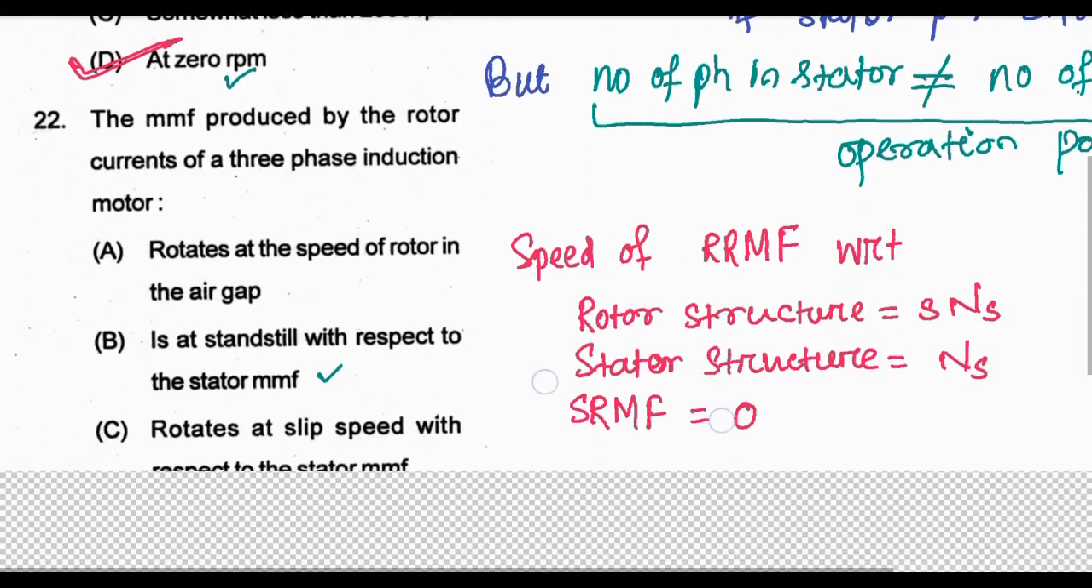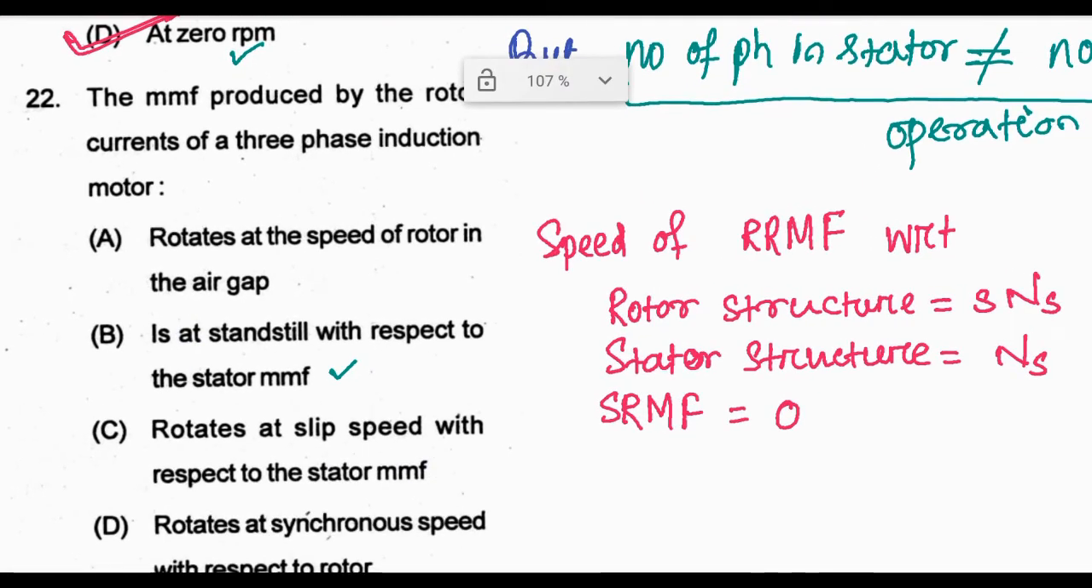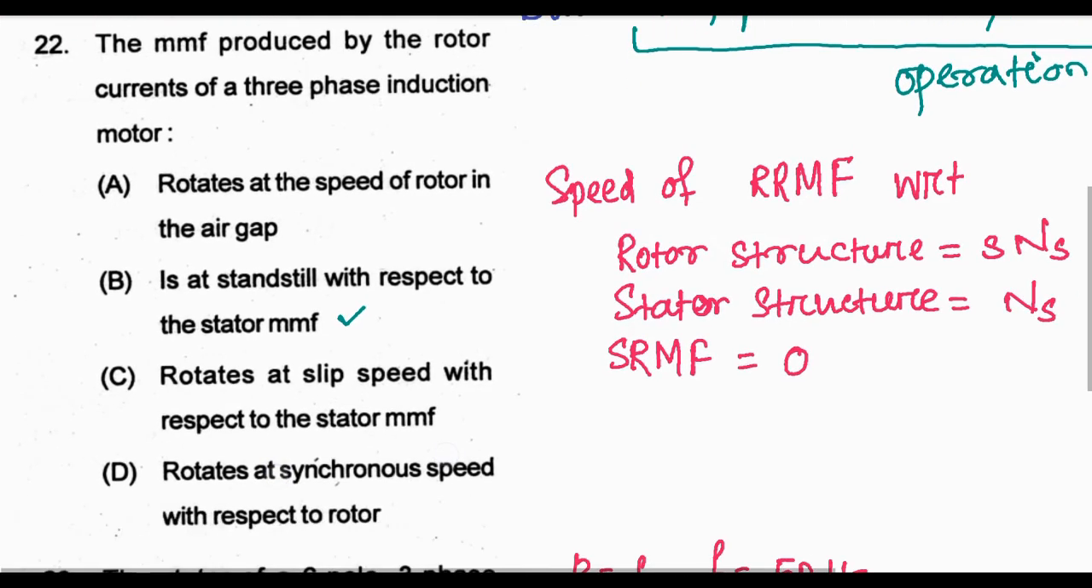Next question is, the MMF produced by the rotor current of a 3-phase induction motor: option A, rotates at the speed of the rotor in the air gap; option B, is at standstill with respect to the stator MMF; option C, rotates at slip speed with respect to the stator MMF; option D, rotates at synchronous speed with respect to the rotor.